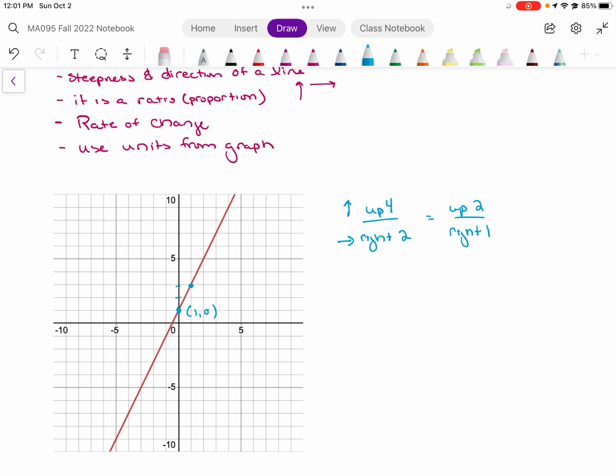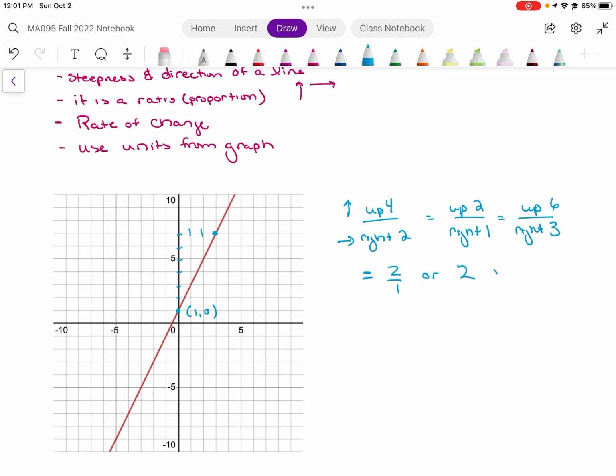So let's try to find another one. What if I started at 1, 0 and I went to here? I'd go 1, 2, 3, 4, 5, 6. So that would be up 6. And then I would go right how many? 1, 2, 3. Right 3. In every single case, 4 over 2, 2 over 1, 6 over 3. These all reduce to 2 over 1 or just 2.